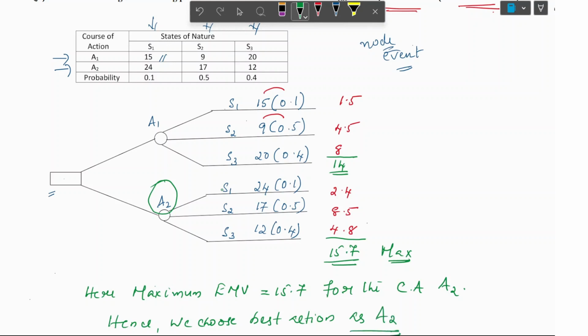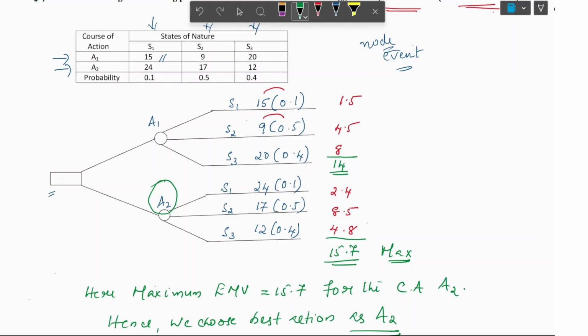That means here we represented it by the decision tree, and then we calculated which is the maximum value, then we choose which is the best course of action. Therefore, always you need to construct it this way and calculate. This is the way to complete it. Suppose they ask you for EMV directly without a decision tree, you can write EMV of A1, EMV of A2, then calculate. That is what I showed you in the last question.